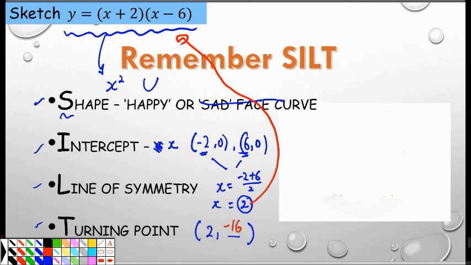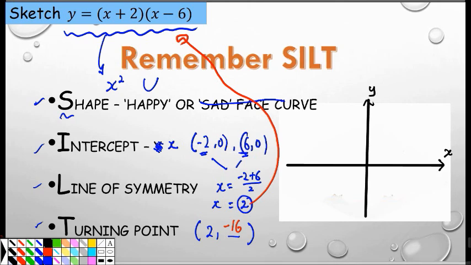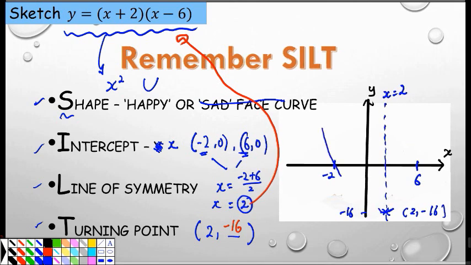So putting all this information together, let us plot the axis. We can see that over here, this is my y, this is my x. I will now put in all the values. I know this is negative 2. I know it will cut at 6 as well. I know it will somehow pass through this line of symmetry x equals 2. I also know it has a turning point of 2, negative 16. And of course, this is a minimum curve. So somehow I know my curve looks something like this. Is it the same as yours?